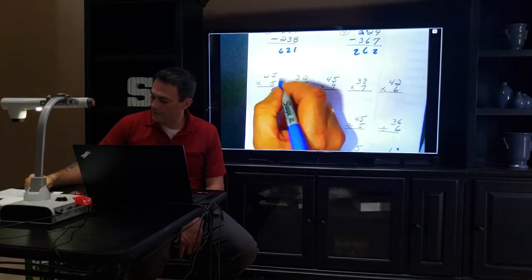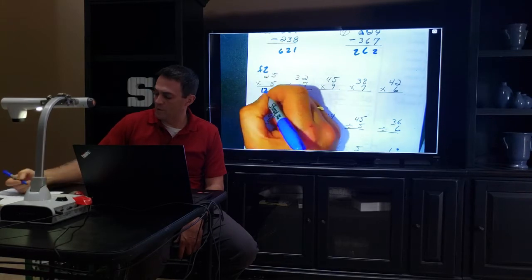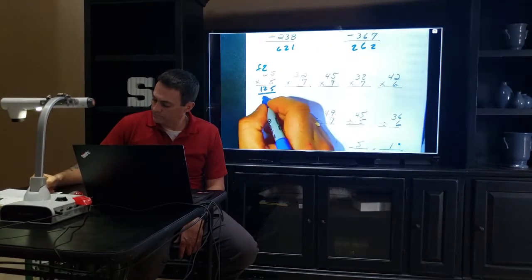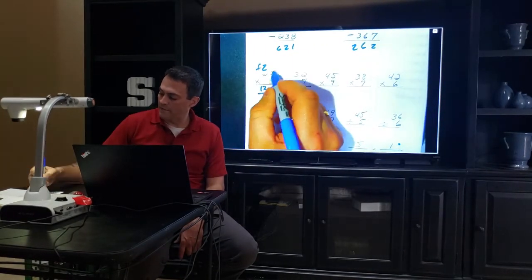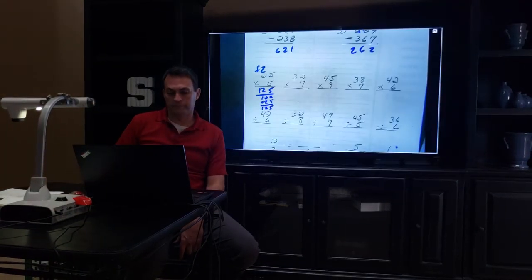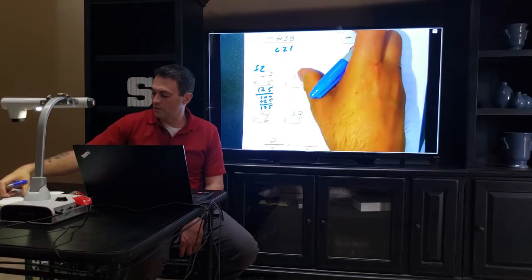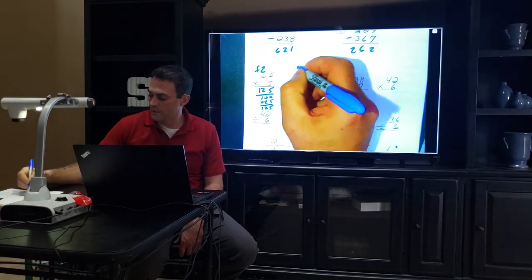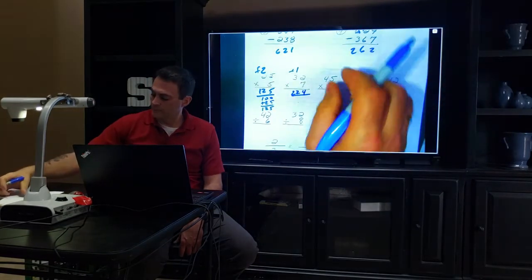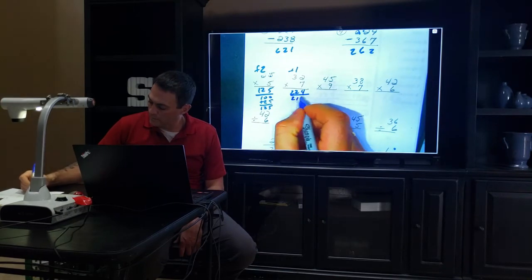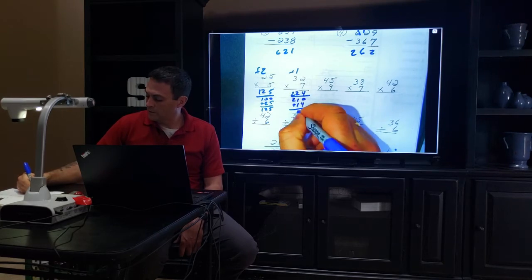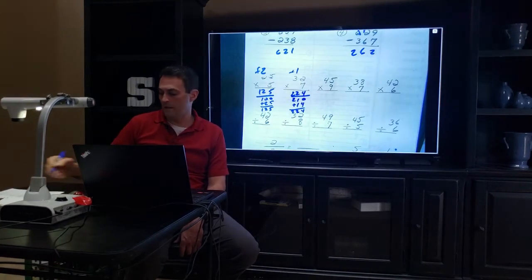5 times 5 is 25. Carry 2. 2 times 5 is 10. Plus 2 is 12. 125. 5 times 20 is 100. 5 times 5 is 25. 125. All right. Old school. 2 times 7 is 14. Carry the 1. 7 times 3 is 21. Plus 1 is 22. New school, 7 times 30 is 210. And 2 times 7 is 14. 224. And they match up.